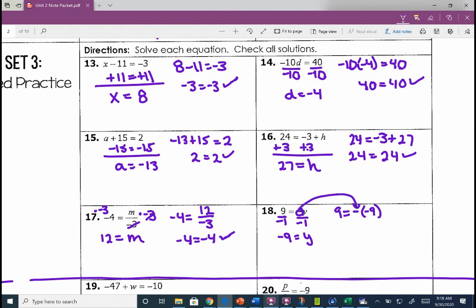What I want you to try, and we're going to check at the beginning of class tomorrow, are the last 6 on this page. Now, I have had some questions on number 19, so I do want to go through number 19 before we end today.